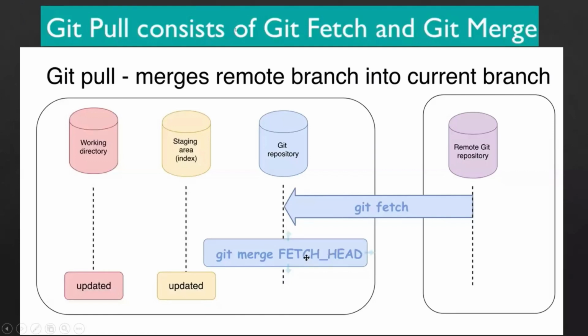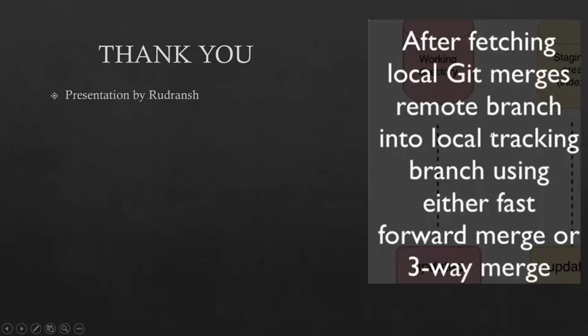So git pull consists of 2 things. I explained that pull is equal to fetch plus merge. So here is the diagram. Actually, one of my friends is waiting, so I conclude here and will explain all these things in my next presentation. Thank you all. If you have any doubt, then ask this time.